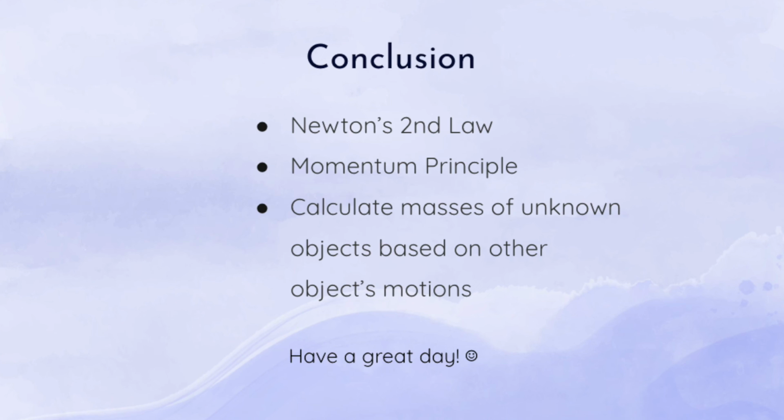In conclusion, we can state that Newton's second law and the momentum principle are very useful when predicting the motion of an object. Also, based on this lab, we determined that we can calculate masses of unknown objects based on other objects' motions.